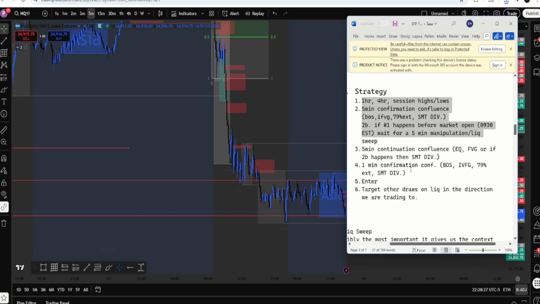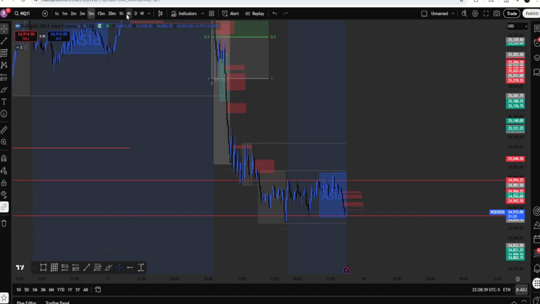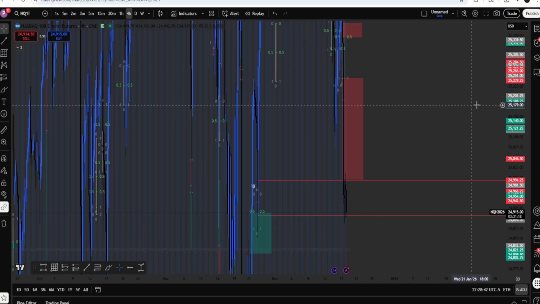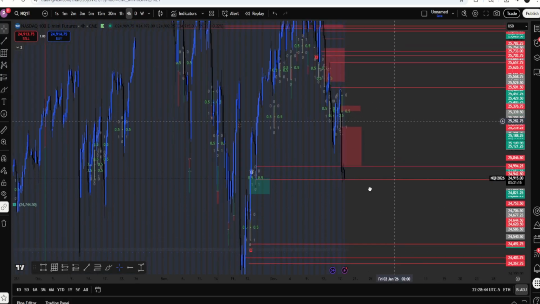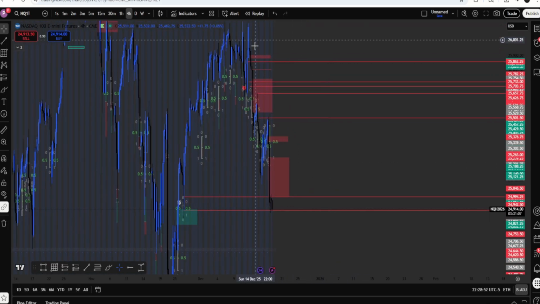Breaking down the strategy: the first thing you need is a liquidity sweep. Liquidity sweep, liquidity grab, whatever it is, that's what you're going to be looking for in the market. We look at the 4 hour and 1 hour, which is our main bias when we're looking for liquidity. I'm going to delete this to make the market look a little cleaner. All right, so what do you guys see here?